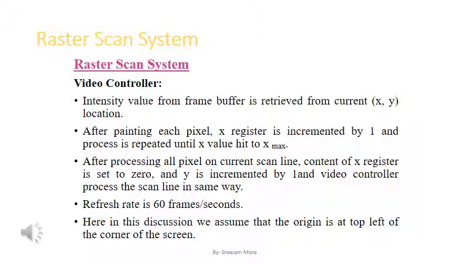After painting each pixel, the X register is incremented by 1 and the process is repeated until the X value hits the X maximum. After processing all pixels on the current scan line, the content of the X register is set to 0 and Y is incremented by 1, and the video controller processes the scan line in the same way. The refresh rate is 60 frames per second. Here in this discussion, we assume the origin is at the top left corner of the screen.